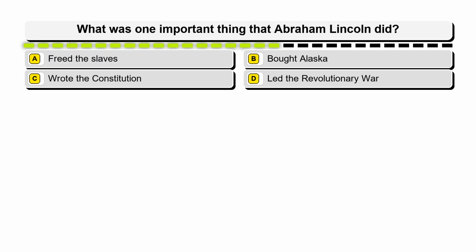Option A, freed the slaves. Option B, bought Alaska. Option C, wrote the Constitution. Option D, led the Revolutionary War.